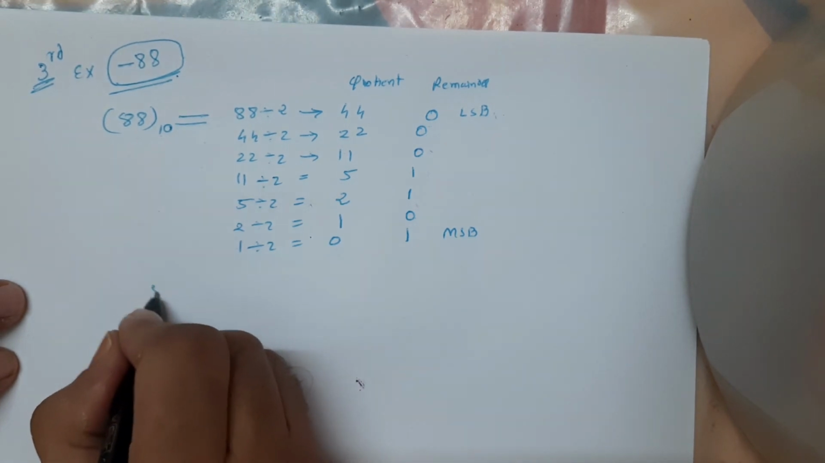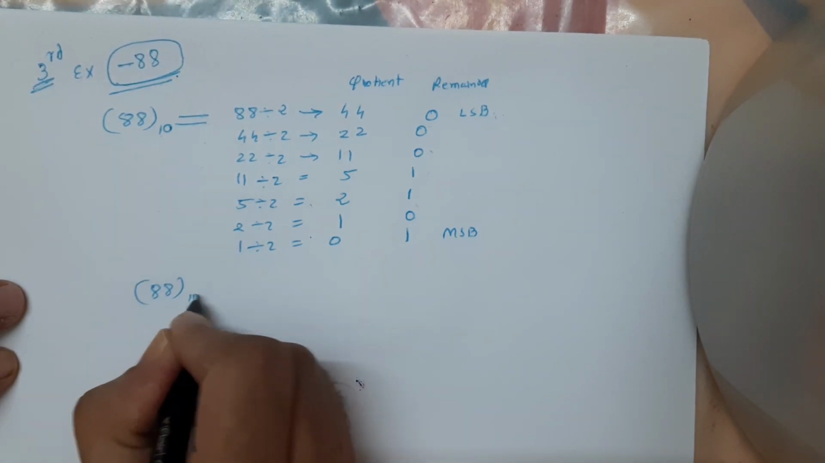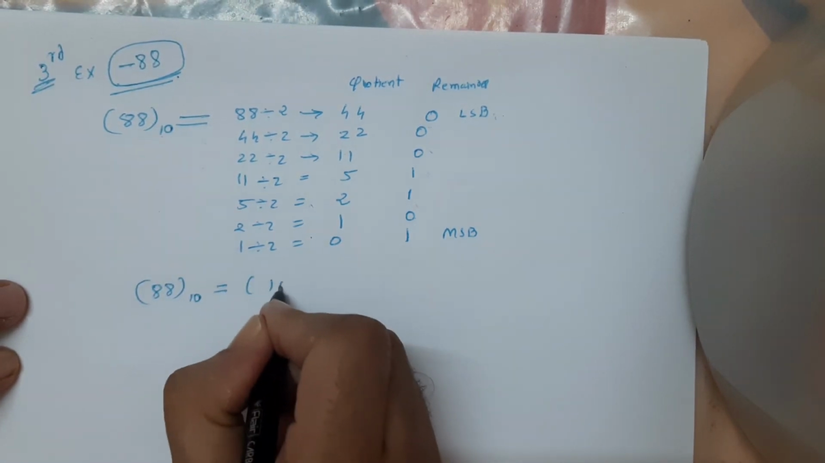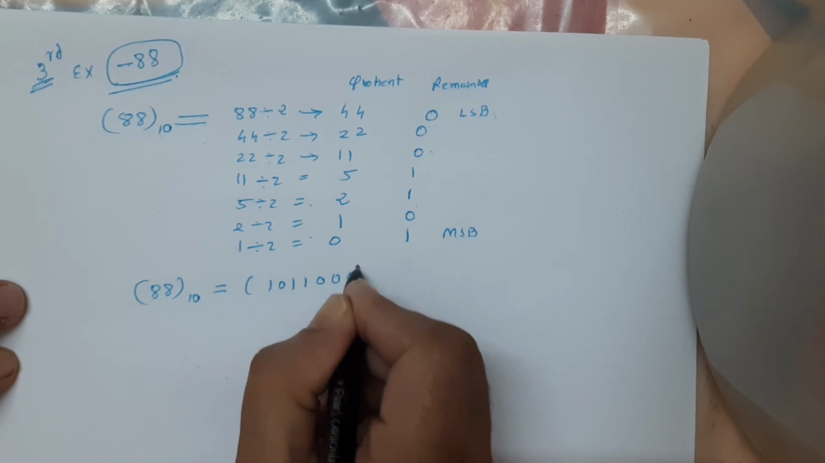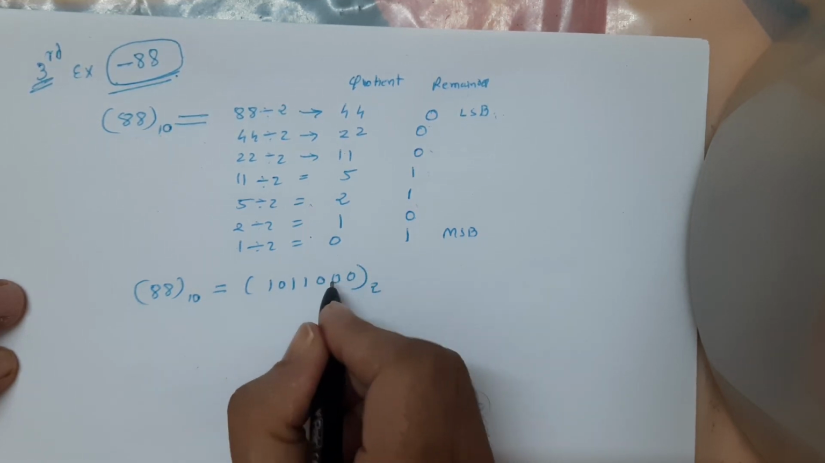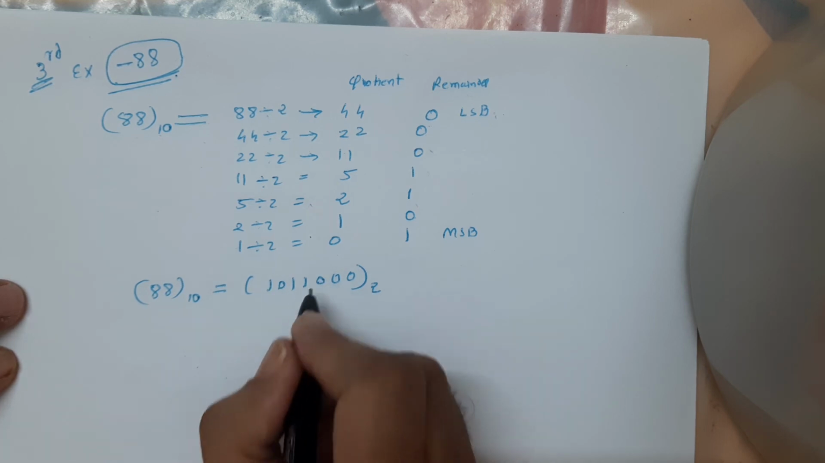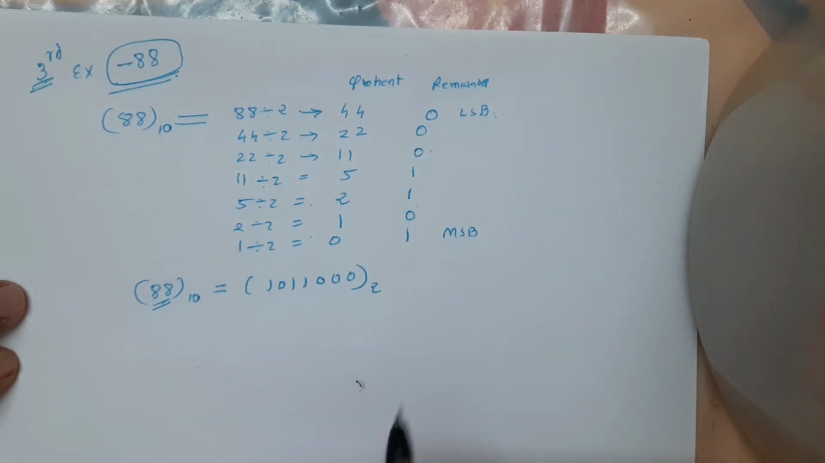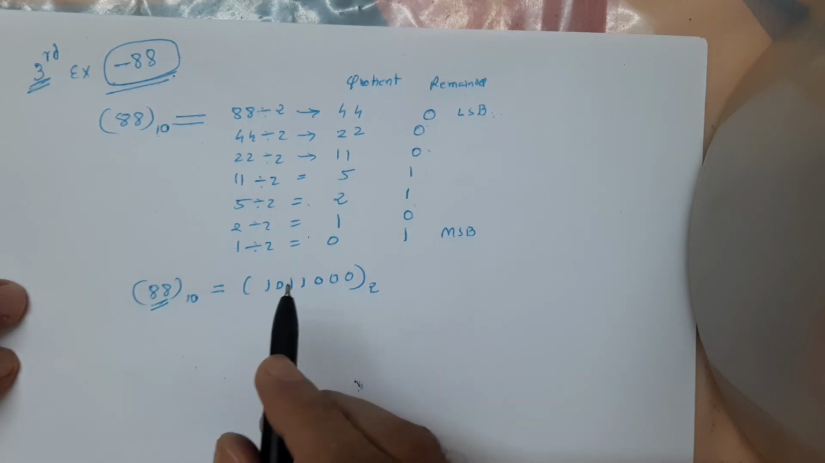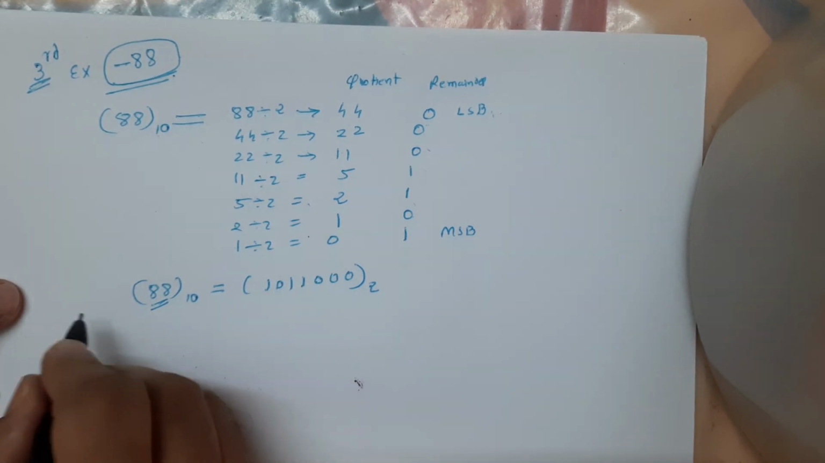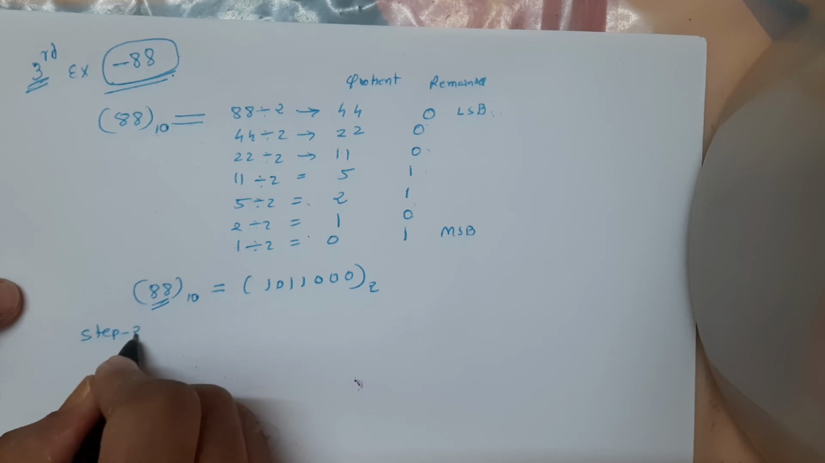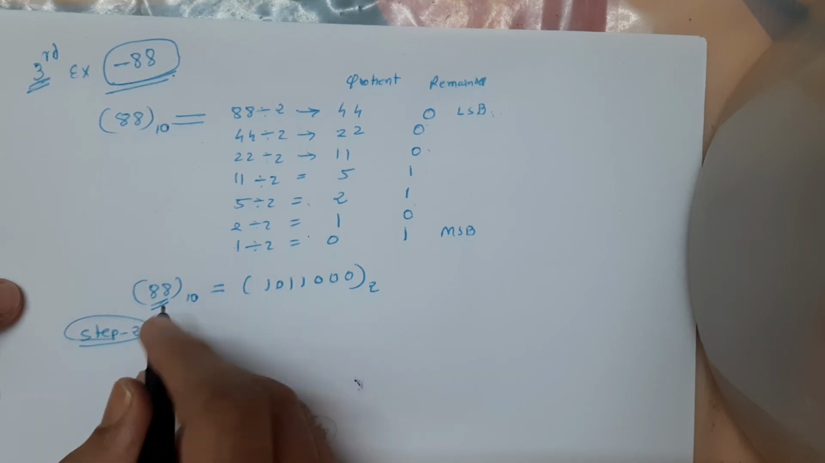So 88 decimal is equal to 1011000 binary, 7 digits: 1, 2, 3, 4, 5, 6 and 7. That is the magnitude, also known as magnitude. Step 2, write the positive or negative number.